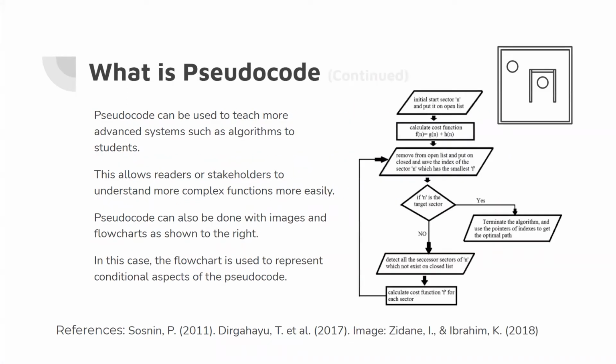Pseudocode can be used to teach more advanced systems such as algorithms to students. This allows readers or stakeholders to understand more complex functions more easily. Pseudocode can also be done with images and flowcharts as shown on the right. In this case, the flowchart is used to represent conditional aspects of the pseudocode.